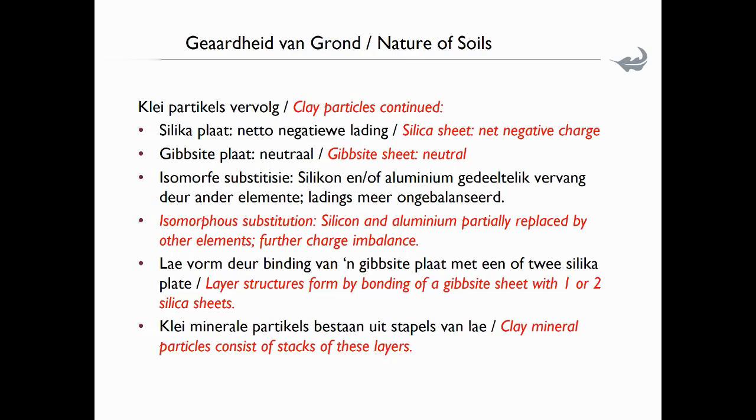If you have a silica sheet, it has a net negative charge, whereas a gibbsite sheet is neutral. So what happens with isomorphous substitution is that the silicon and aluminium are partially replaced by other elements, which further changes the imbalance. The layer structures are formed by bonding of a gibbsite sheet with one or two silica sheets. And there's a picture in the handbook, and I will show it a little bit later as well. So clay minerals or clay mineral particles consist of stacks of these layers, one gibbsite sheet with one or two silica sheets.